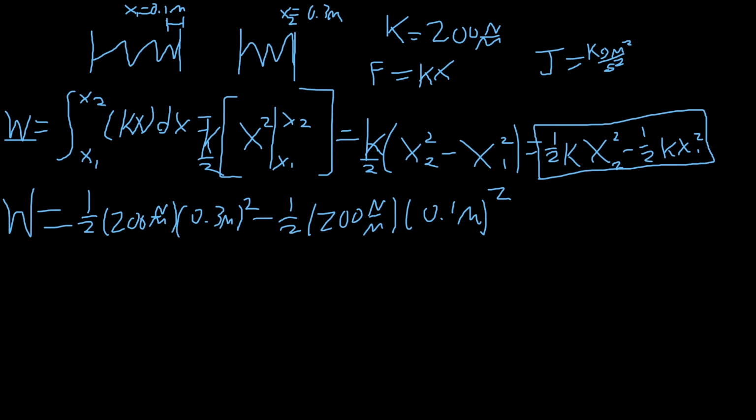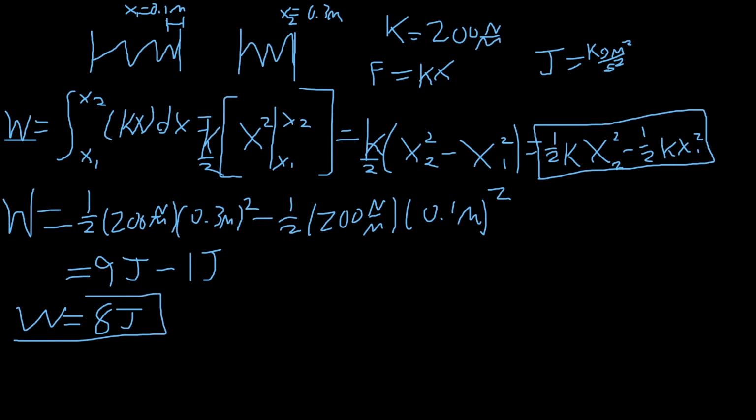So right here, you have 9 joules minus, so 1 squared times 200 divided by 2, which would just give you 1 joule. So our work on the spring was 8 joules in this example.